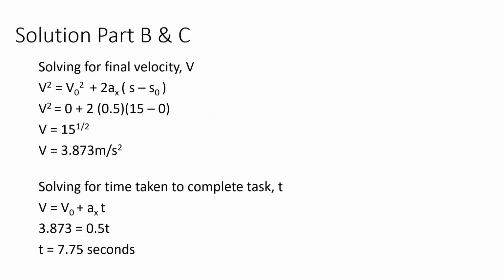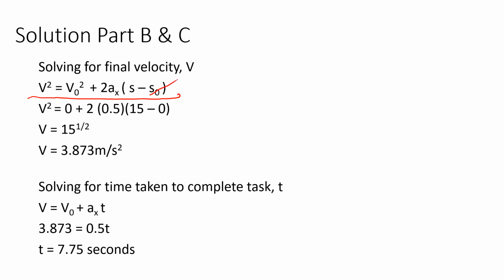So now it's time to solve for part B and C. Part B asks for the driver's speed right before he stops in front of the front door, and part C asks for the time to complete the task. We solve these using the two kinematic equations shown in this page. First one being this one, where final velocity squared is equal to initial velocity squared plus 2 multiplied by acceleration in the x direction, which is given in the question, multiplied by final distance minus initial distance. Remember, the initial distance is 0, so you can cross this out.